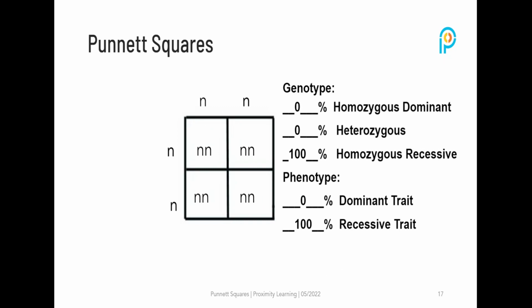All right, on this one, we just have lowercase n's. So we don't have any that have a capital letter. So we don't have any that are homozygous dominant. We don't have any that are heterozygous because we don't have that mixture. They are all homozygous recessive because they're all lowercase. So 0% in the phenotype for the dominant trait. They're all 100% recessive.